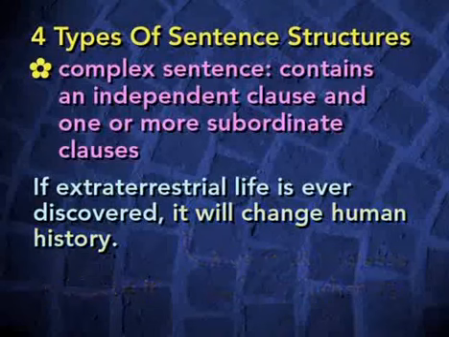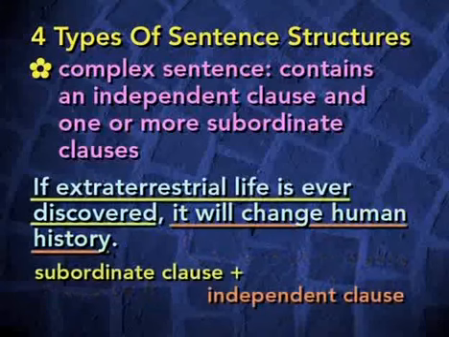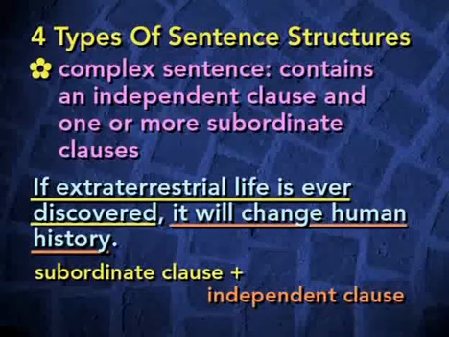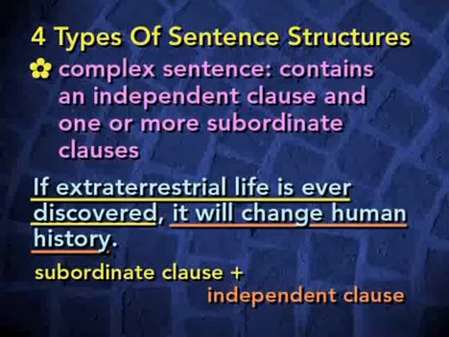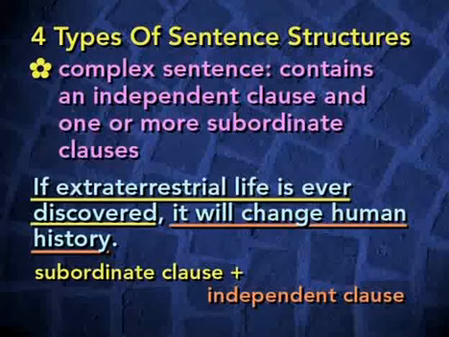In this case, therefore, we have a subordinate clause first, followed by an independent clause. The two things work together to create a single complete thought. If extraterrestrial life is ever discovered, it will change human history. The first clause sets up a possibility, and the second clause explains what would happen if that possibility comes true. So the two clauses work together to express one complete idea.